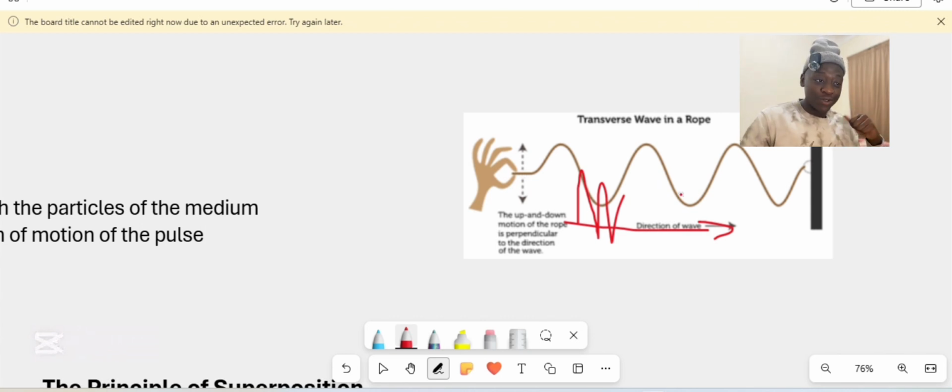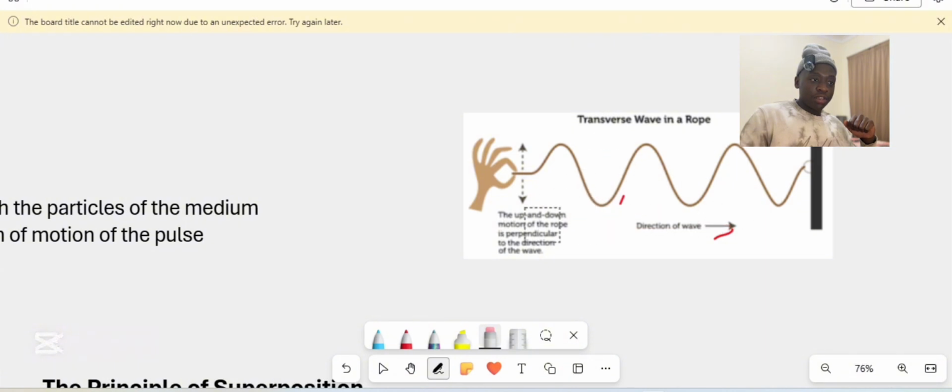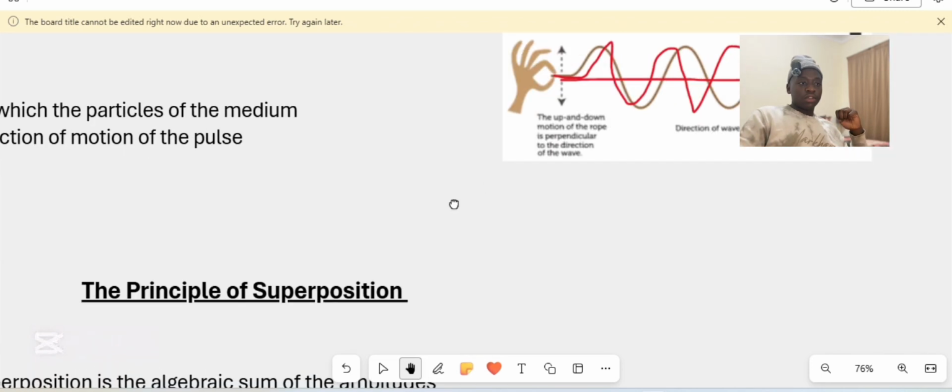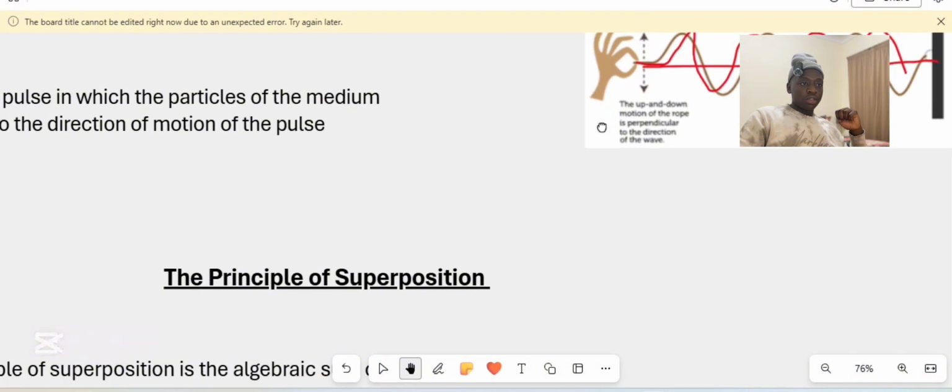I'm not confusing you. So yes, as you can see for yourself from the diagram, there's a transverse wave. As this is a transverse wave, you can see that it's vibrating perpendicular to what? To the direction of motion of the pulse. So yes, hopefully that's well understood.